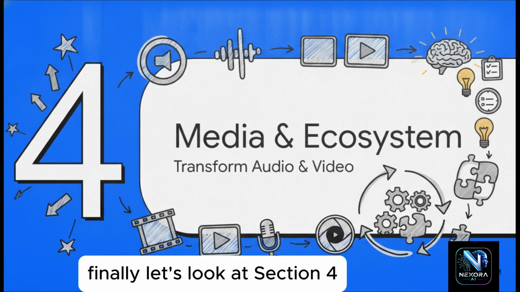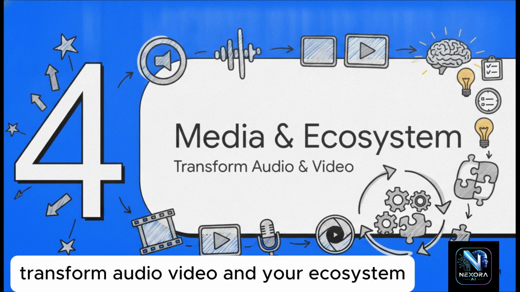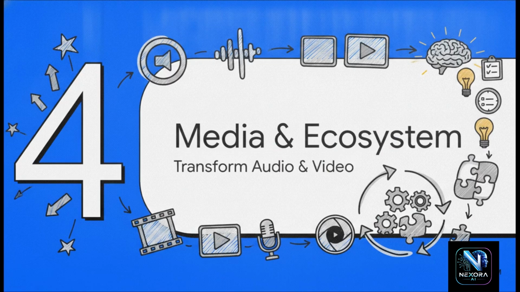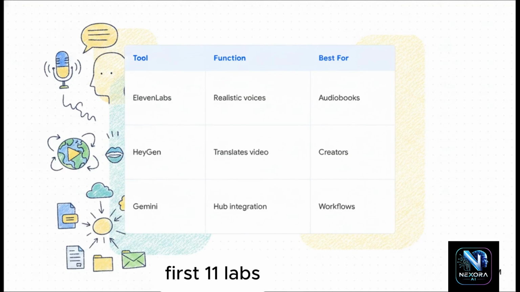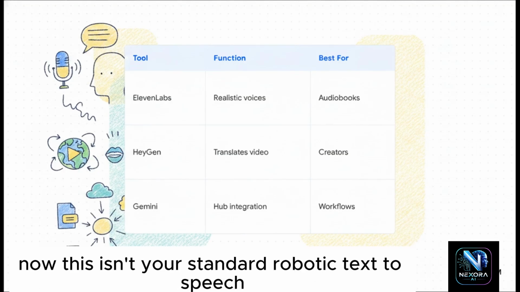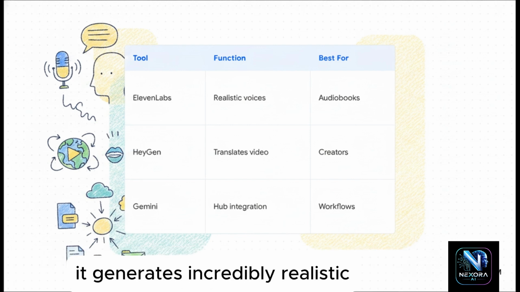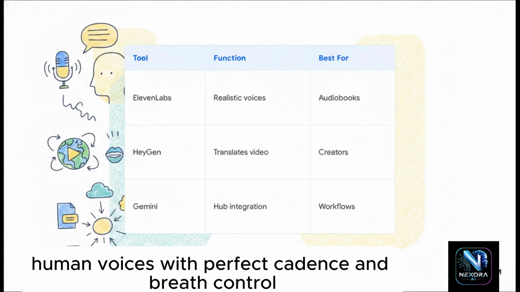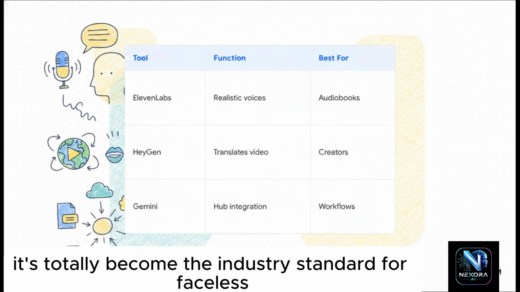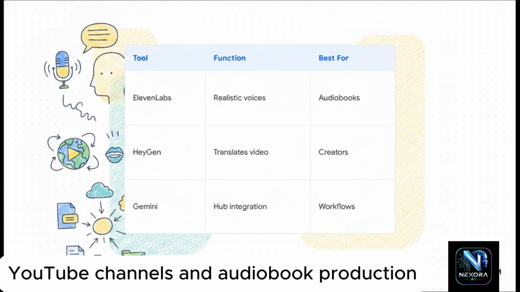Finally, let's look at Section 4, Transform Audio, Video, and Your Ecosystem. Let's break down these final 3 innovators. First, 11 Labs. Now, this isn't your standard robotic text-to-speech. It generates incredibly realistic, emotionally expressive human voices with perfect cadence and breath control. It's totally become the industry standard for faceless YouTube channels and audiobook production.